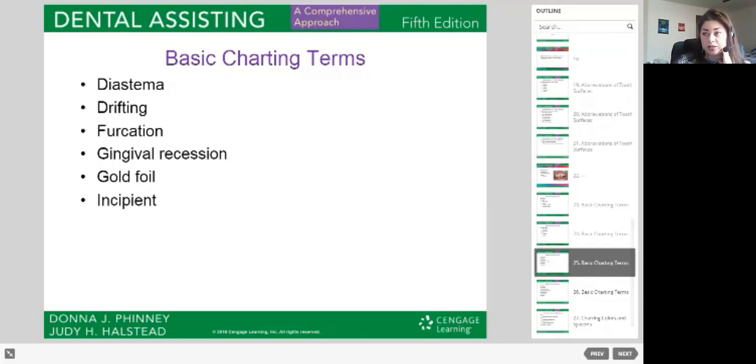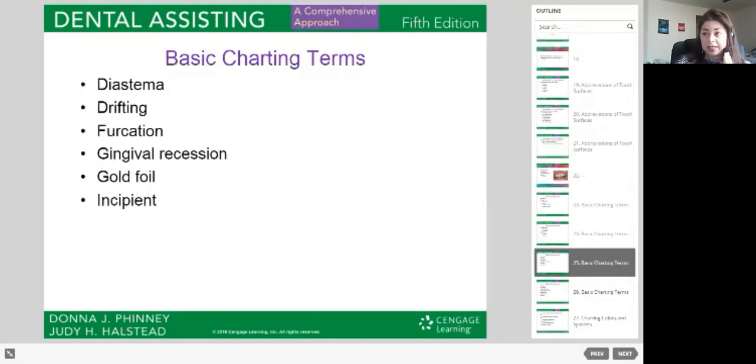Gold foil is a restoration created when several layers of pure gold are placed into the prep. I have never in 13 years seen a gold foil filling. It's very expensive and it's just not practiced anymore.